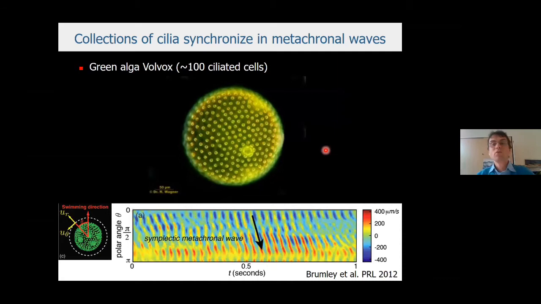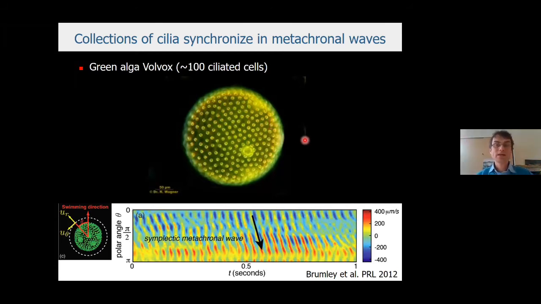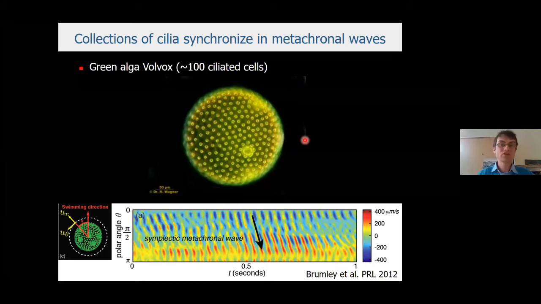Here we see a multiciliated green algae that consists of many Chlamydomonas-like cells, and each light green dot here is one cell with 2 cilia, and these cilia all beat with a common frequency in a coordinated fashion, and it really looks like a Mexican wave in a soccer stadium. And here below we see a quantification of this metachronal wave.